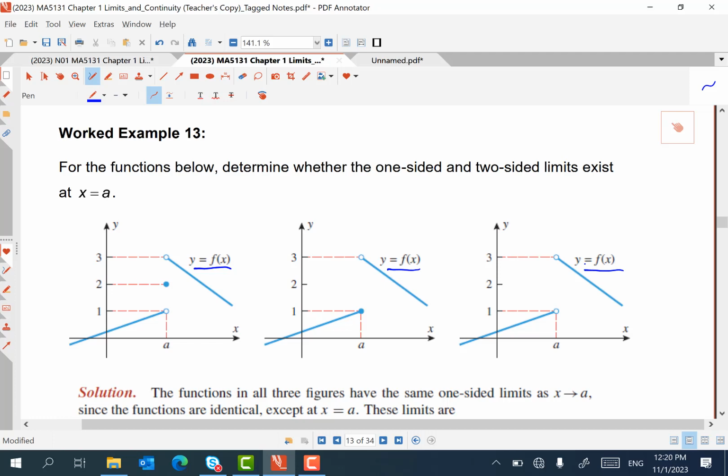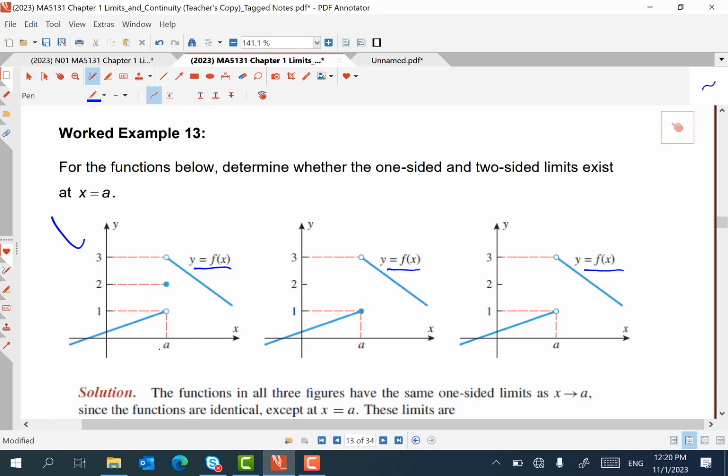In the first instance, you can see that for the first function, the left limit is 1 and the right limit is 3, and the function value is 2. So this is one scenario.